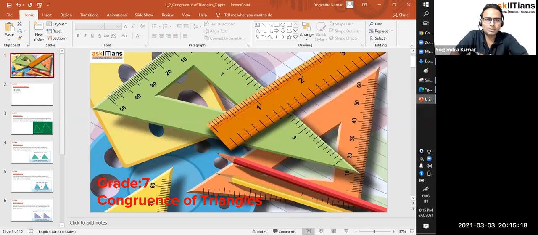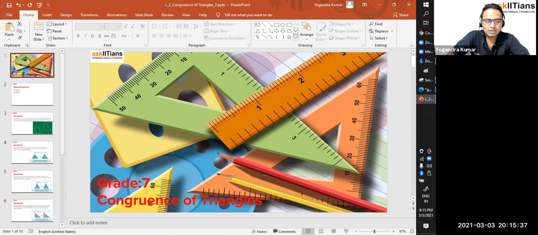Today we are going to do lecture number 2 on our chapter, which is congruency of triangles. Basically, we are studying congruency in all the shapes, but now we are going to deal with the triangles more. So that's why we are calling it congruency of triangles.